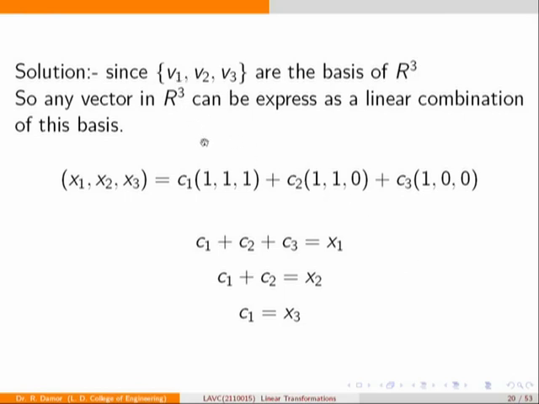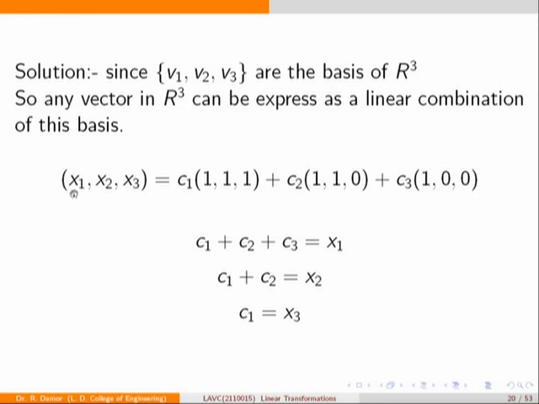v2, this is basis v1 (1, 1, 1), v2 (1, 1, 0) and v3 (1, 0, 0). So this is nothing but c1 plus c2 plus c3 equal to x1. This is the first condition. Second thing, c1 this coordinate plus c2 and c3 is 0. So c1 plus c2 equal to x2. Clear? And the last thing, c1, c2 is 0 and c3 is also 0. So c1 equal to x3.